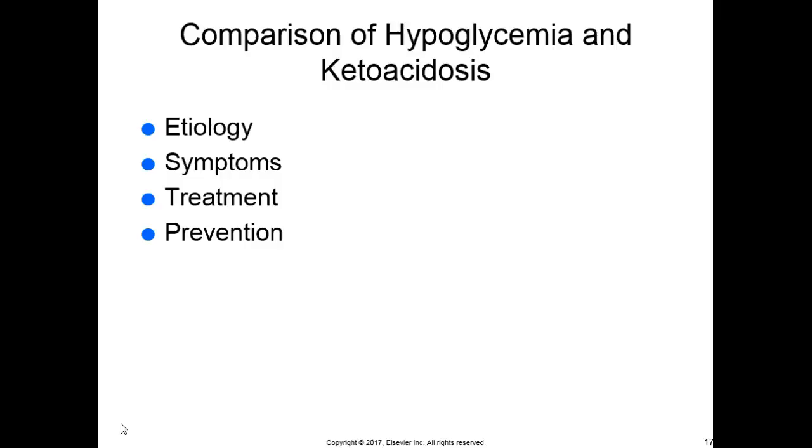If you look at hypoglycemia, the etiology is it usually occurs as a result of overdose of insulin, a skipped or delayed meal, or unplanned strenuous exercise. And the symptoms of hypoglycemia are headache, weakness, hunger, pallor, irritability, lack of muscle coordination, apprehension, shakiness, diaphoresis with cool, clammy skin, blurred vision, rapid heart rate, confusion, and coma.